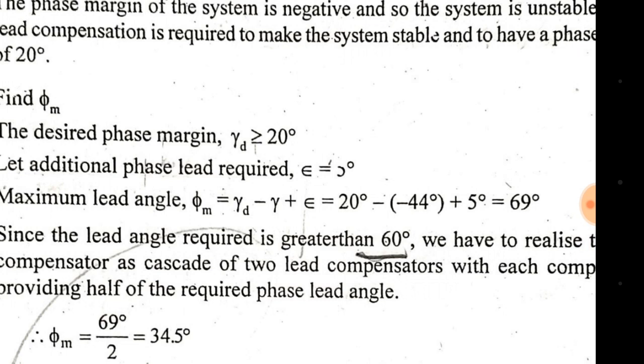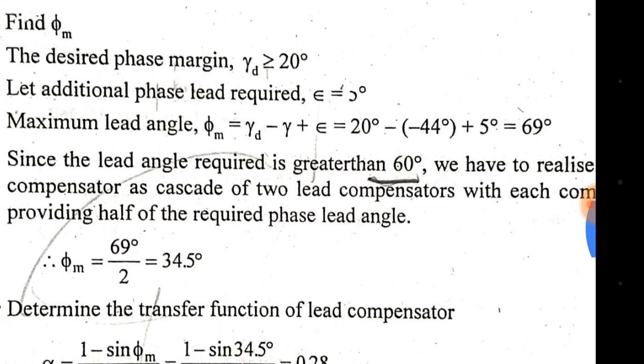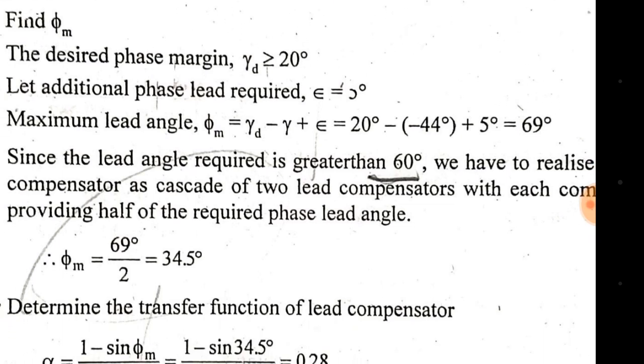But the maximum lead angle cannot exceed 60 degrees. So we need to have two lead compensators cascaded with the G of s in order to give the compensation. So we need phi m equal to 69 degrees divided by 2, that is 34.5 degrees. We need two compensators with a lead angle of 34.5 degrees each.